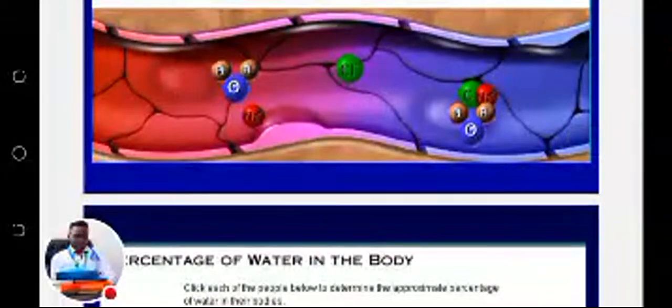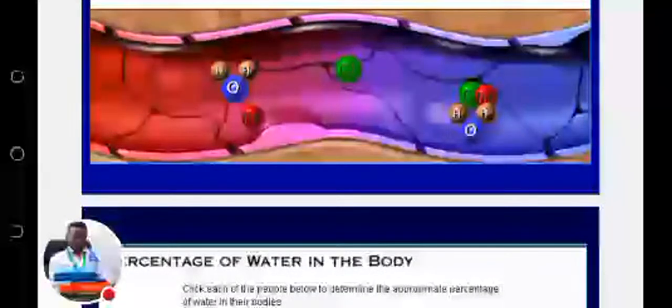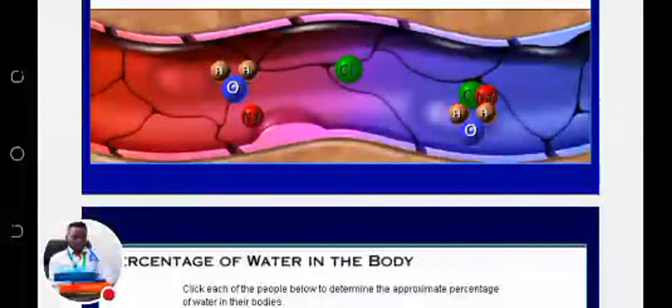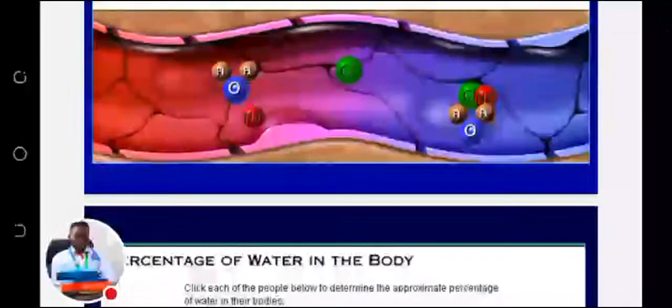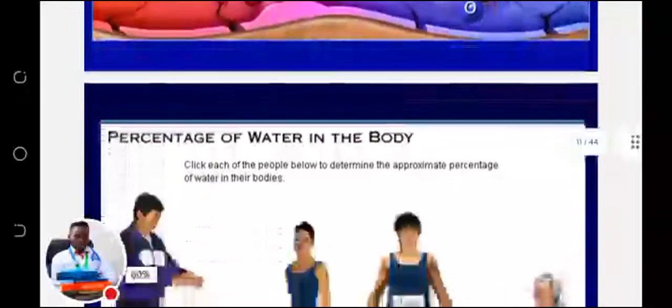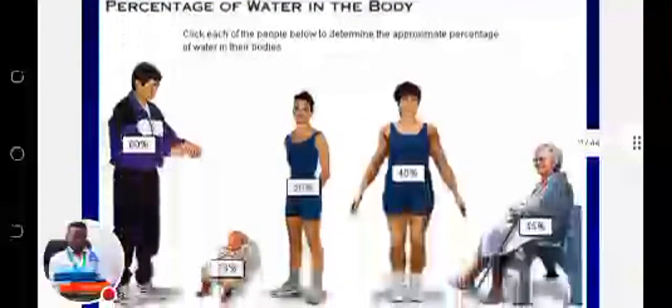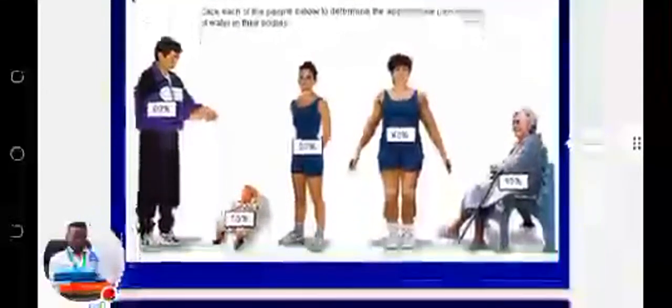So these ones help with water retention as well as maintaining the water levels in the body, that's under osmotic regulation, and also thermal regulation, maintaining the body temperature. Percentage of water in the body.